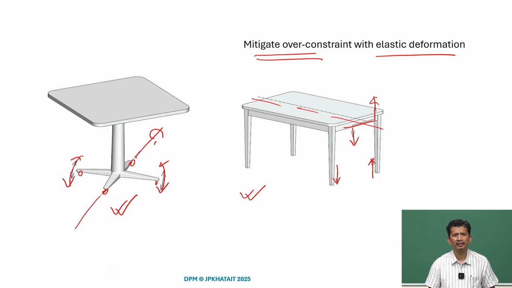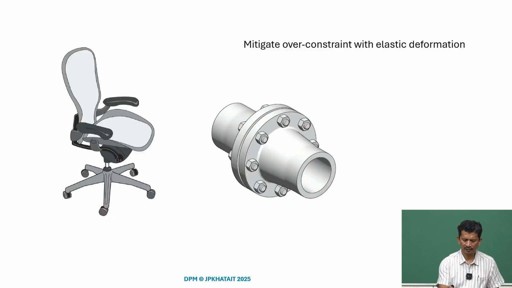But of course, if you are trying to design a table for some precision equipment, we may have to find different ways, and it might be possible with the 4 legs, but the deformation may not be on the top of the table; we can concentrate it somewhere else, and that is something we may learn when we talk about compliant mechanisms or flexures. So, there are many examples where we have over constraint and we mitigate using elastic deformation.